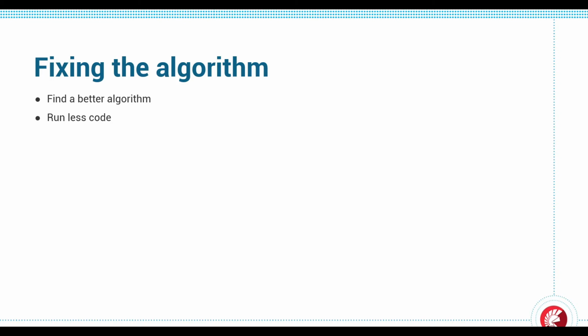And another advice which seems weird at first is, if the code is slow, well, run less code. If you run less slow code, then the program will be faster all in all. And we'll come to that in the second part of the presentation. First, choosing a better algorithm.